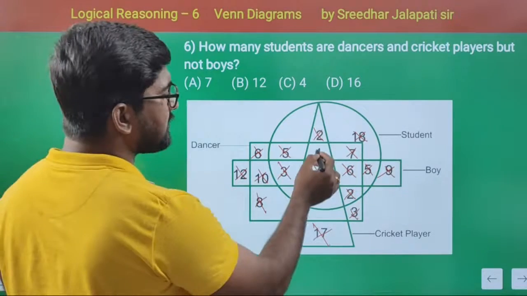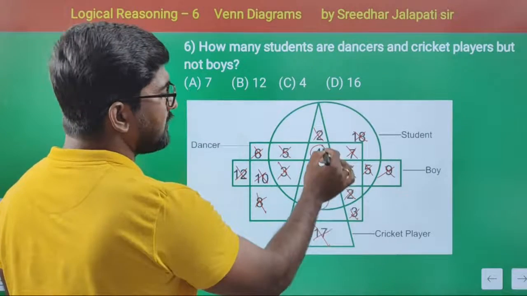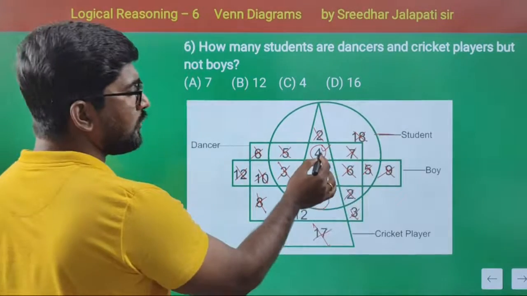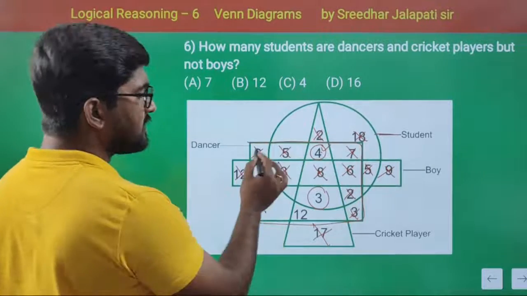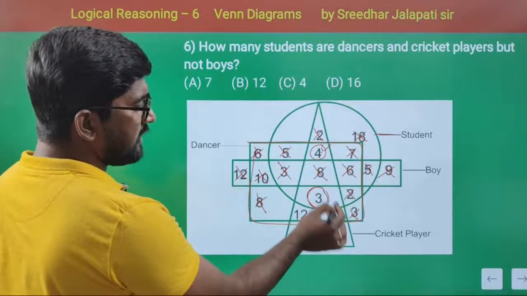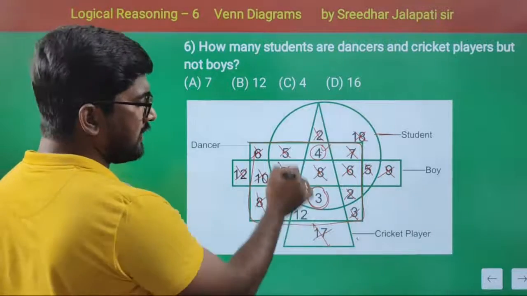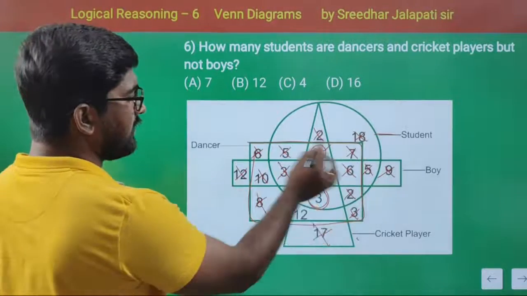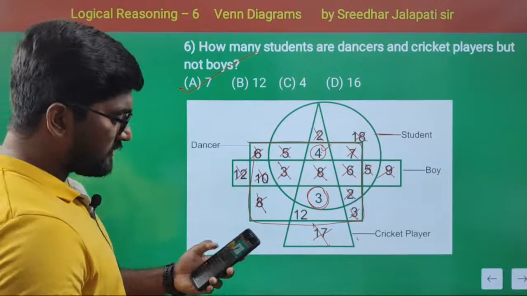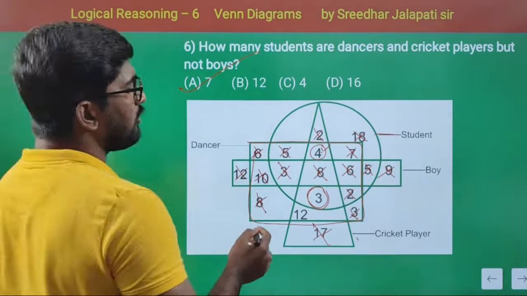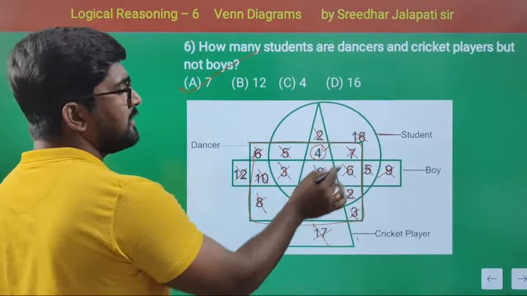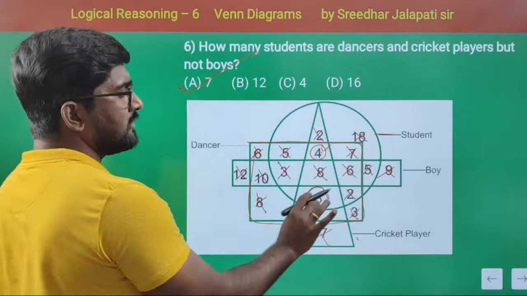Now leftover is these 4 and these 3. These 4 are students because that is in circle. Students represent circle, right? And these 4 are in square, so they are dancers. And these 4 are in triangle, so they are cricket players. So this 4 we want. And coming to this 3. This 3 is in triangle, that means cricket players. That 3 is in circle, so they are students. And that 3 is in square also, that means they are dancers. So 4 plus 3, answer 7. Option A is the answer. I appreciate all those who got the answer as A, 4 plus 3, 7. Because these 4 and 3 are only students, cricketers, dancers, and they are not boys.